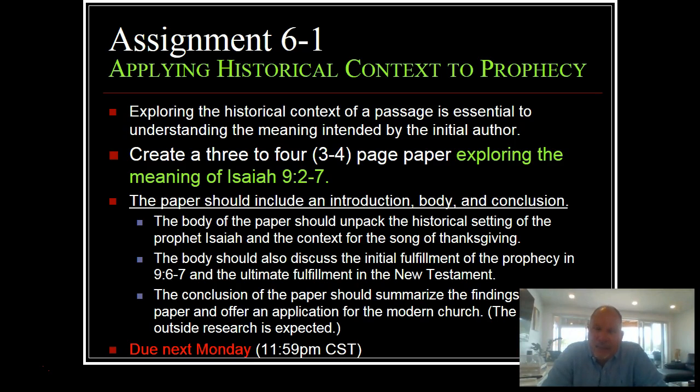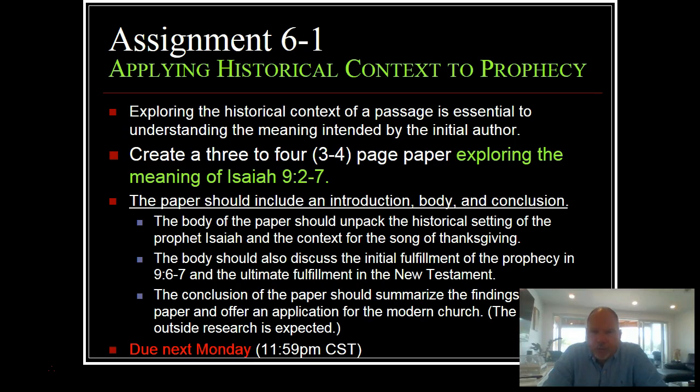We have 2 assignments and a discussion post this week. Applying historical context to prophecy is our first assignment. I want you to explore the historical context of a passage, which is essential to understanding the meaning intended by the original author. In this case, we're going to look at Isaiah 9, verses 2 to 7. I want you to create a 3 to 4 page paper exploring that passage. The paper should include an introduction, a body, and a conclusion. So I'm looking for a solid biblical analysis of this passage.